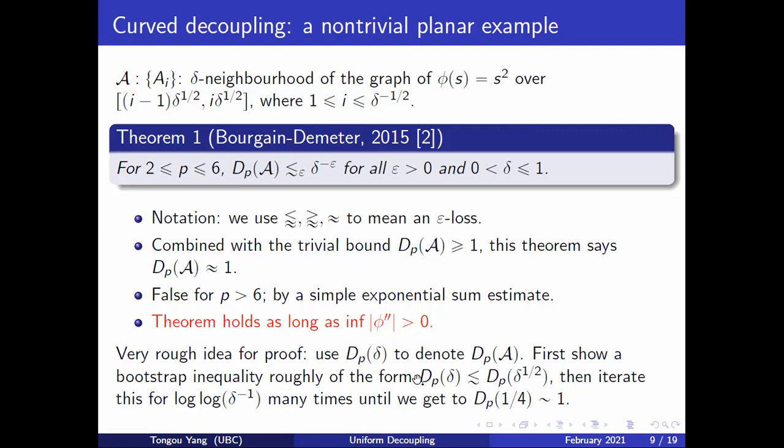The rough idea for the proof is to use an induction on scales argument. We use D_p of delta to denote the decoupling constant of script A, because now this script A depends on the scale delta you chose. We first show a bootstrap inequality roughly of this form. Each time we go from delta to the power 1/2, and it's not difficult to see that after iterating this inequality log delta inverse many times, we would iterate from the scale delta to roughly a constant, like 1/4. Because each time a constant emerges, lastly we should raise this constant to the power log delta inverse. After that, you would get roughly log delta inverse, which is still bounded above by delta to the power minus epsilon. So we are done.